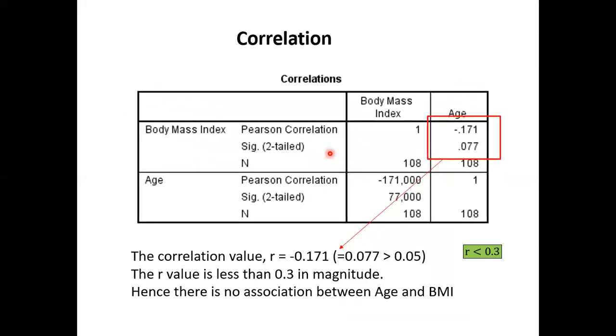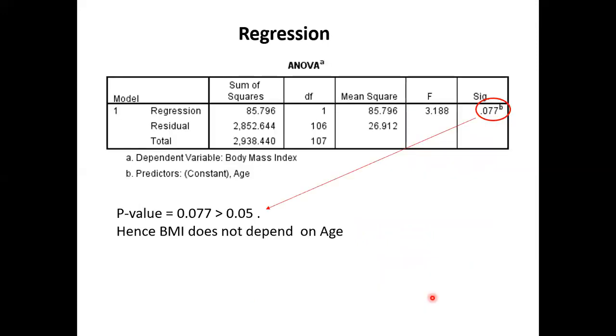One more step, correlation. Is the correlation significant? No. The value is less than 0.3 in magnitude, and the p-value is more than 0.05. So it looks like there's no association between age and BMI. Must I do regression? No need. Even if I do, look at the p-value, more than 0.05. In our table, p more than 0.05, BMI does not depend on age. Right? So that's the basics of regression analysis.